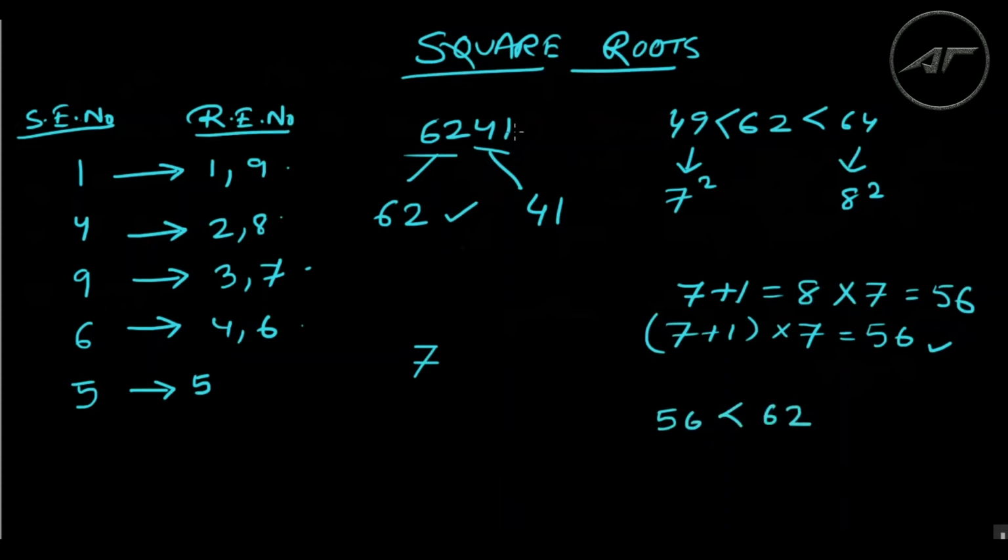Now as this number is ending in 1, it has two possibilities. It can have either 1 as the root or 9 as the root. To choose one of these two, we need to compare. If the product is less than the number, then we choose the greater one, that is 9.